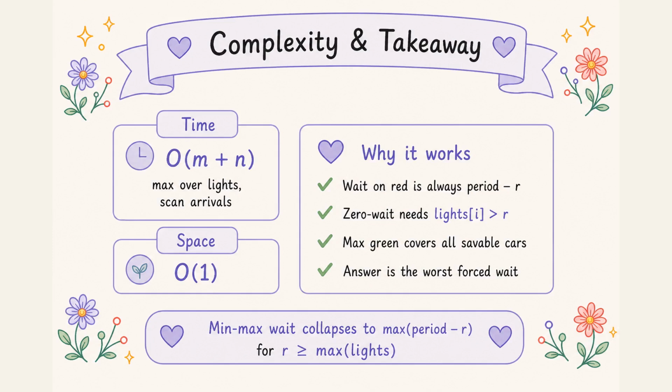Remember the story. Wait on red is always period minus R. Zero wait needs a green longer than R. The longest green covers every savable car. The answer is the worst forced wait among the rest. That is, minimize the maximum waiting time at synchronized traffic lights.